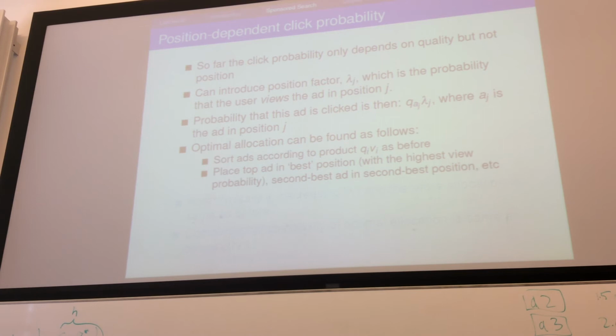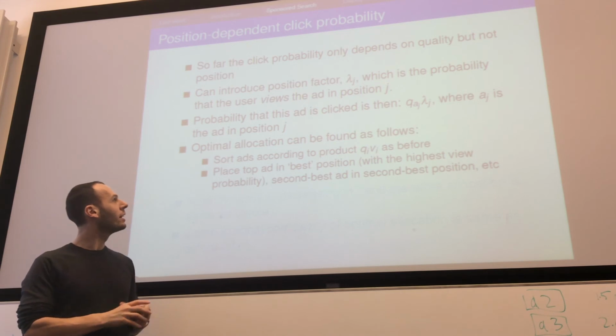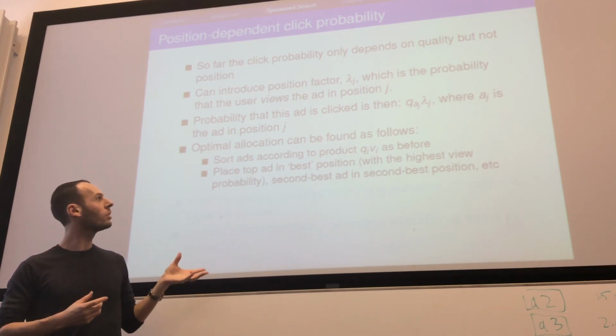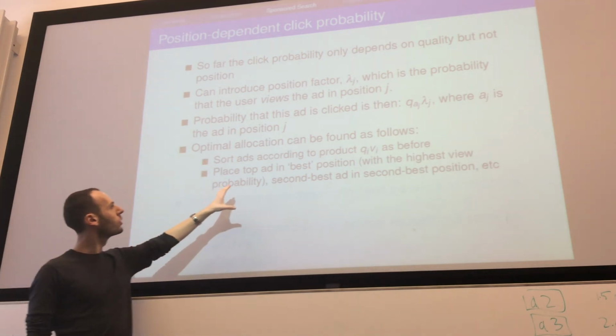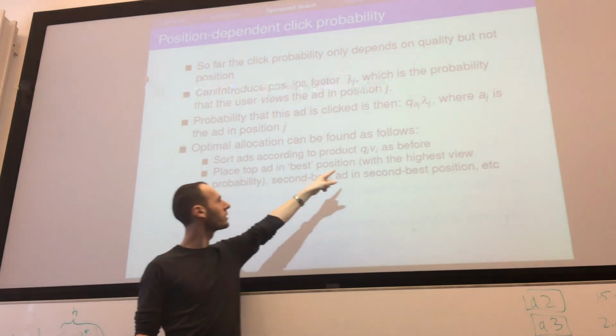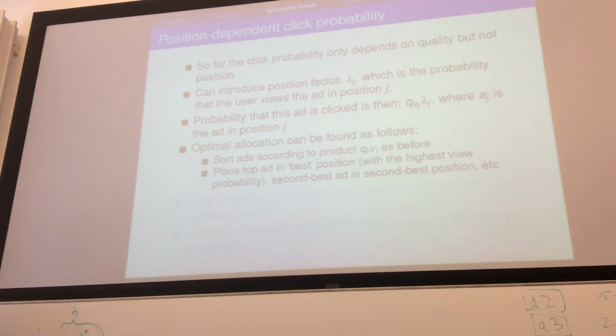So the question now is, how can we find the optimal allocation? Before we had a simple sorting algorithm, and now we're going to start extending this model. This is still a simple extension, and for this simple extension, we can still find a very efficient algorithm for finding the optimal allocation. Now, it's slightly different. Suppose we sort the ads according to the product q_i v_i, as before, and now we are going to allocate the top ad to the best position, meaning the position which has the highest viewing probability, and then the second best ad to the second best position, etc.